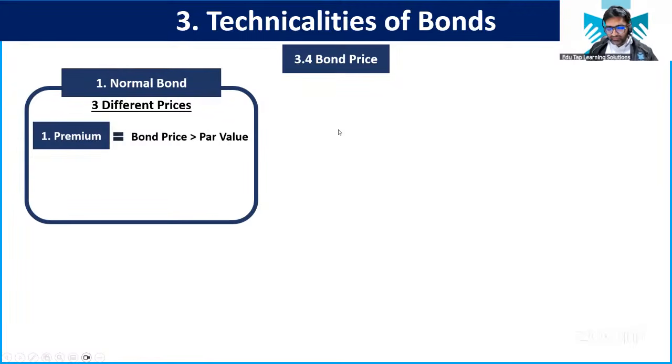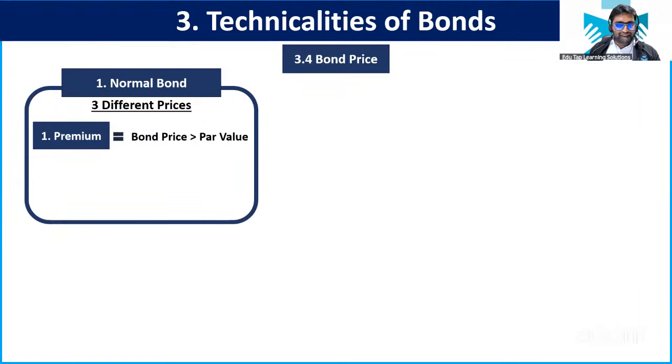Here we are moving ahead and talking about the bond price. How is the bond price decided, or based on the returns, how can we visualize the bond price? That is what we will see. So if we talk about a bond, what are the different things that we can say when we compare the bond price and the par value?